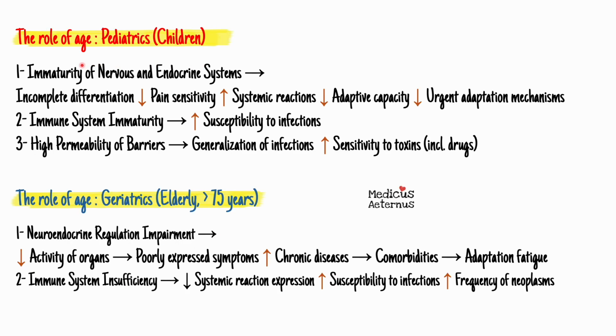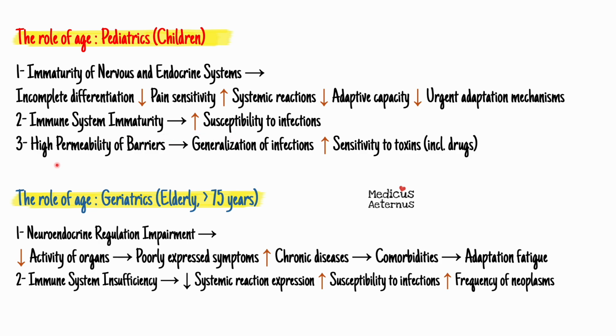Here we will discuss the role of age in pediatrics, children, and in geriatrics, the elderly, more than 75 years old. We found out that in pediatrics, children have immature nervous and endocrine systems due to the incomplete differentiation. This will lead to a decrease in the pain sensitivity. This will also lead to an increase in the systemic reactions, decrease in the adaptive capacity, and decrease in the urgent adaptation mechanisms. They also have an immature immune system, which will lead to the increased susceptibility to infections.